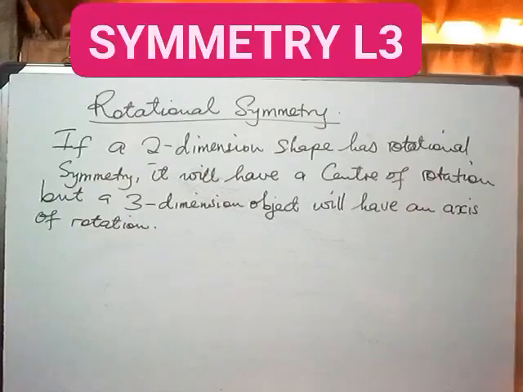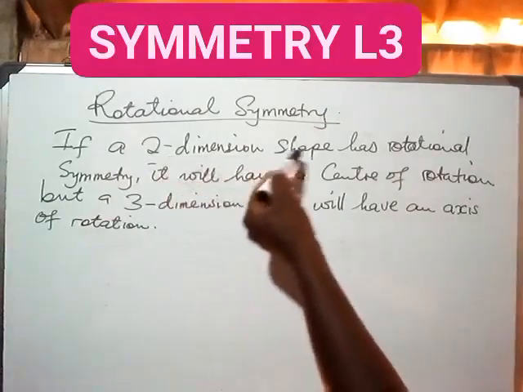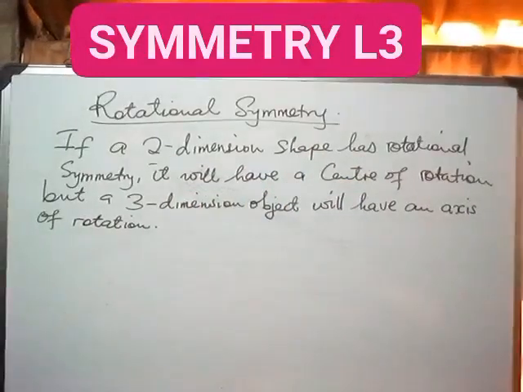I mean axis of rotation. If the two-dimensional shape has a rotational symmetry, it will have a center of rotation. But a three-dimensional object will have an axis of symmetry.